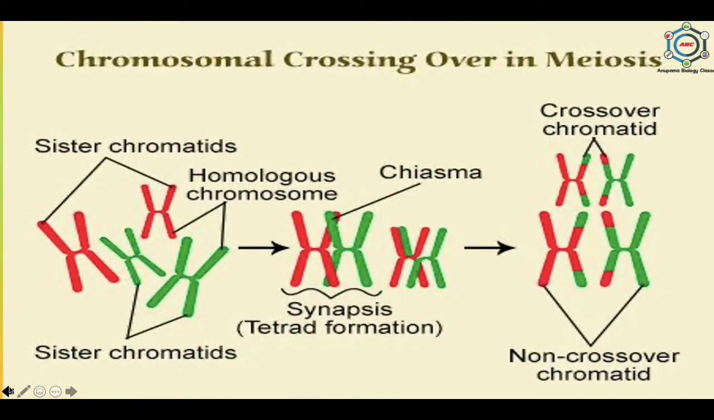Now, here the crossing over leads to recombination of genes on the chromosomes, and the point of crossover is visible as a chiasma. The exchange is usually reciprocal, and the exchanging segments of the 2 chromosomes are of similar size. So here the 2 homologous non-sister chromatids pair up with each other and exchange different segments of genetic material to form 2 recombinant chromatids. So this is the chromosomal crossing over in case of meiosis.